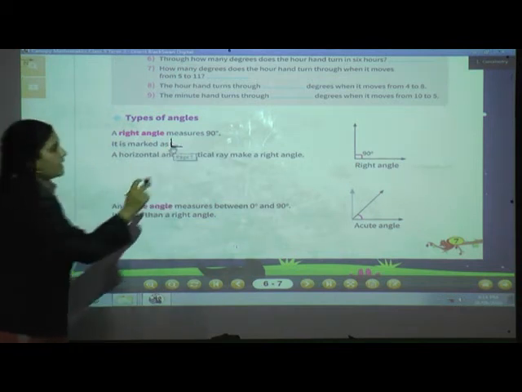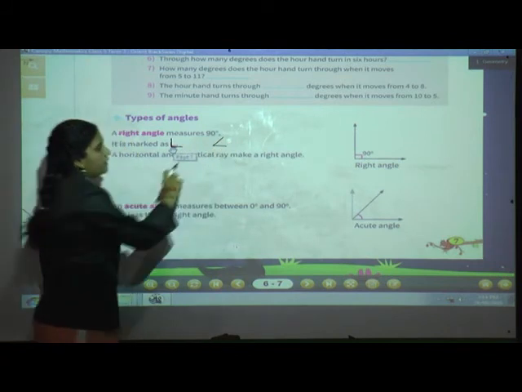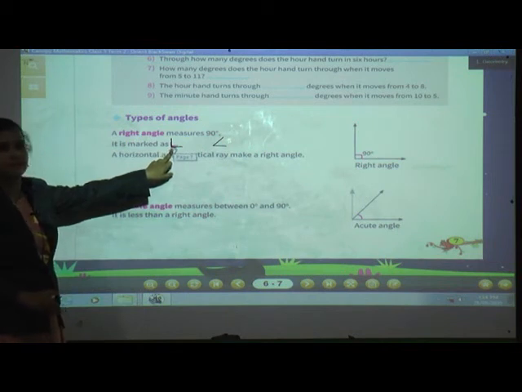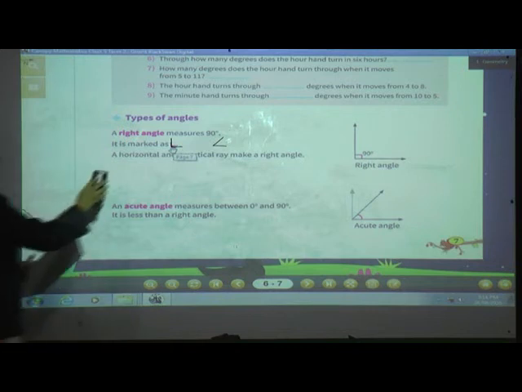Don't confuse between angle signs. See, we denote an angle with this sign, but the right angle is marked as this much. We can denote the mark as this sign. So don't get confused between these two signs.